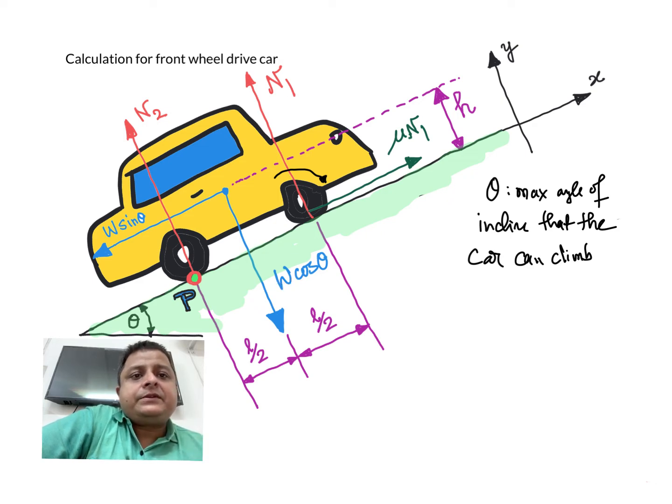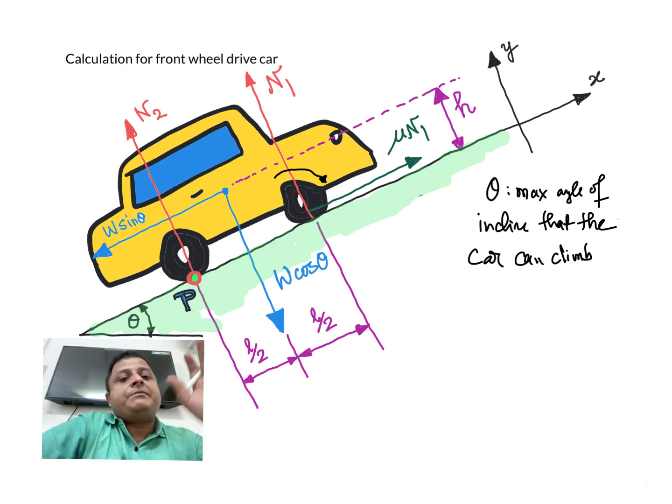The weight W has components: W cos theta perpendicular to the wedge surface or inclined surface, and W sin theta parallel to the inclined surface. The normal reactions are N1 at the front wheel and N2 at the rear wheel, and for the front wheel the friction is mu N1, because theta is the maximum angle, which is the limiting condition where the car just moves. As the car just moves, at the rear wheel the friction will be zero.